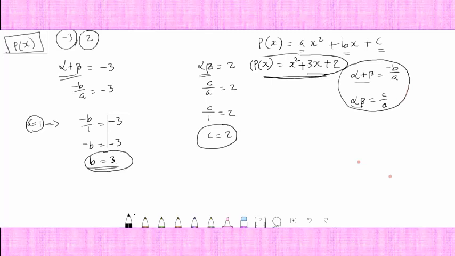Okay. So given that the sum of the zeros is equal to minus 3, we can write alpha plus beta is equal to minus 3. And we can apply this here: alpha plus beta is equal to minus b by a. So minus b by a is equal to minus 3. And similarly, alpha into beta is given as 2. For alpha and beta, we can substitute c by a, because the relation is true for every polynomial. So c by a is equal to 2.